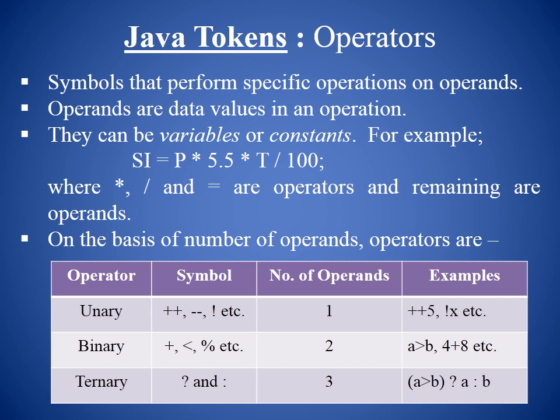Basically, on the basis of the number of operands, operators are of 3 types: unary, binary, and ternary. Unary means 1, so a unary operator needs only 1 operand. Binary implies 2, so a binary operator needs 2 operands. And ternary implies 3, which means a ternary operator needs 3 operands for its execution.